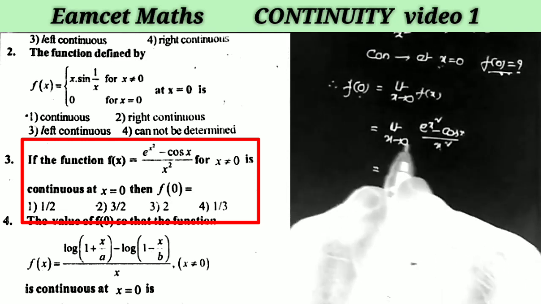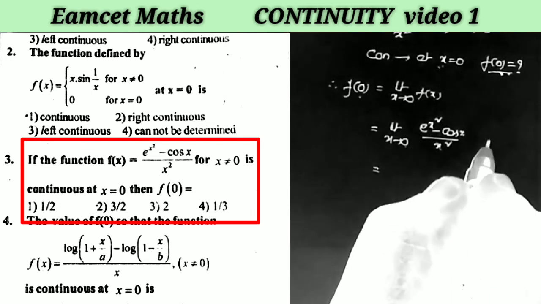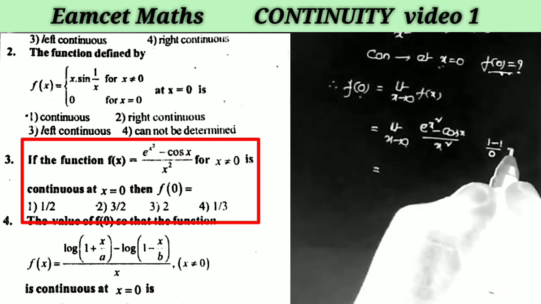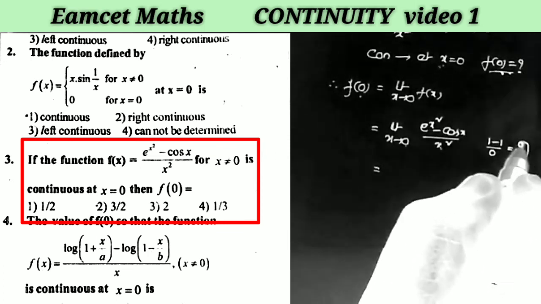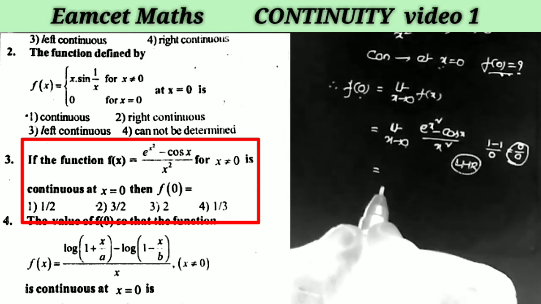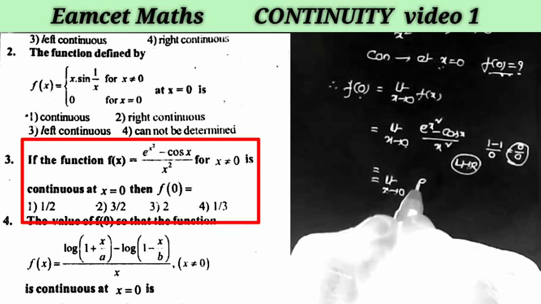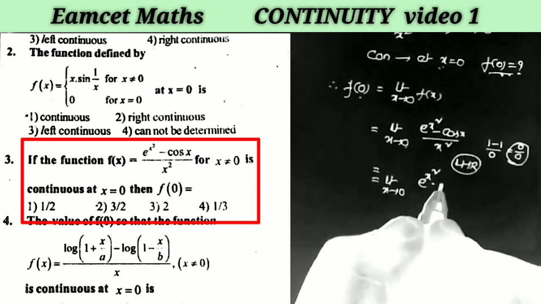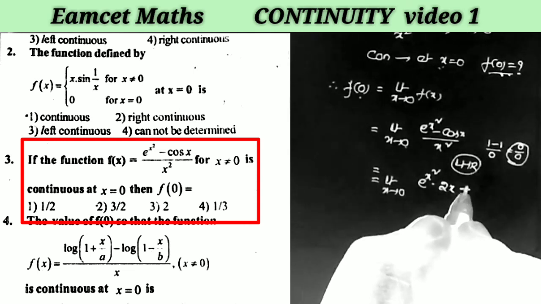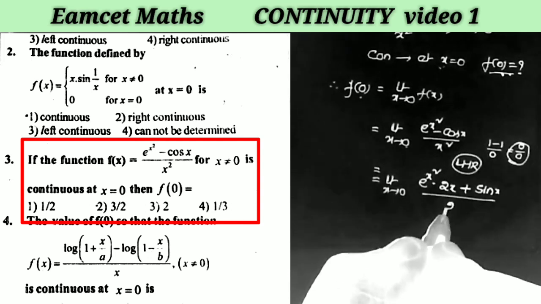Now when we take x is equal to 0 directly in the given expression, what does it return? E power 0 is 1, minus cos 0 is 1, by 0 square. It returns the form 0 by 0. So to find this limit value, we have to apply L'Hospital's rule. That is equal to limit x tends to 0 of the derivative of e power x square, which is e power x square into 2x, minus the derivative of cos x, which is minus sin x, by the derivative of x square, which is 2x.